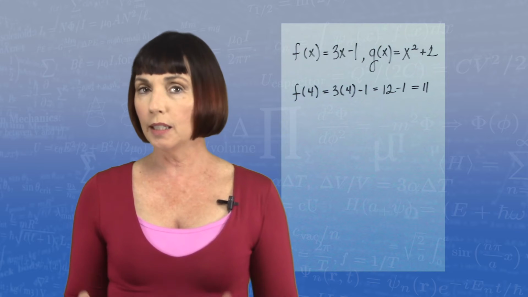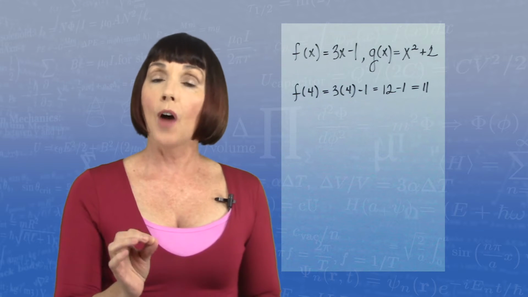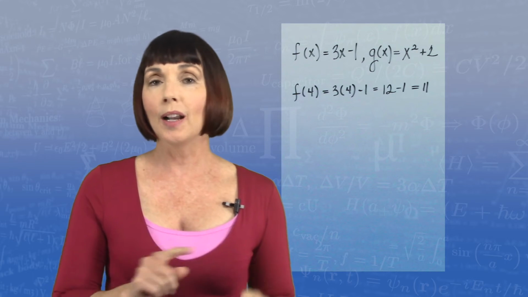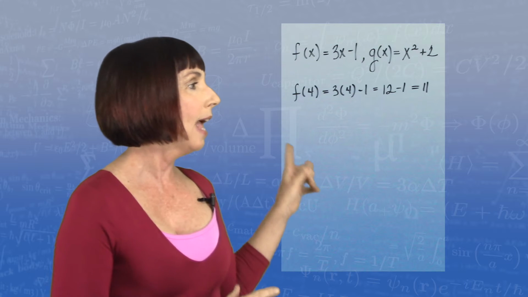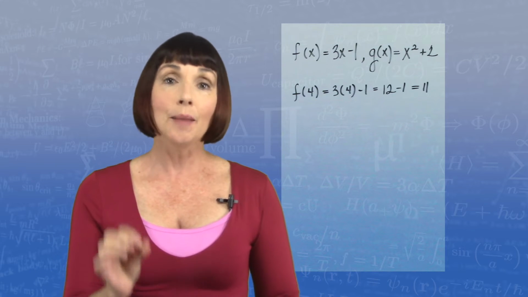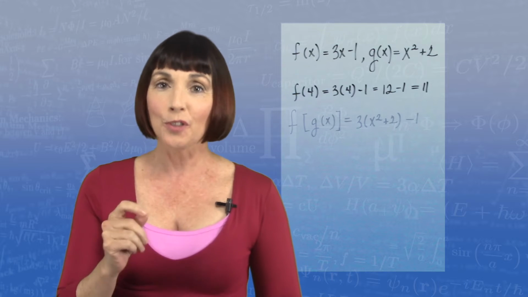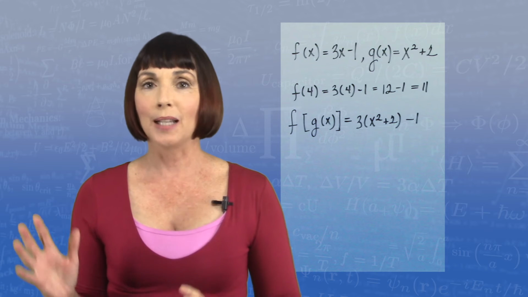Okay, so all I did was put in 4 anywhere I saw an x in my function. So if I want to find f of g of x, what I do is everywhere I see an x in my function f, I put in the function g. Now, the function g is x squared plus 2. So to find f of g of x, I'm going to put in x squared plus 2 everywhere that I see an x in my function f. So that would give me 3 times x squared plus 2 minus 1.